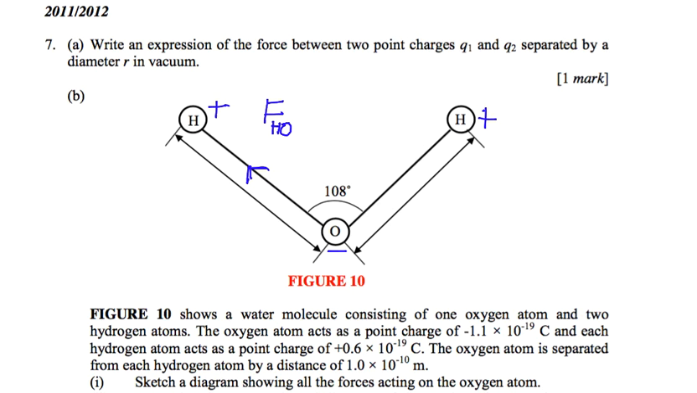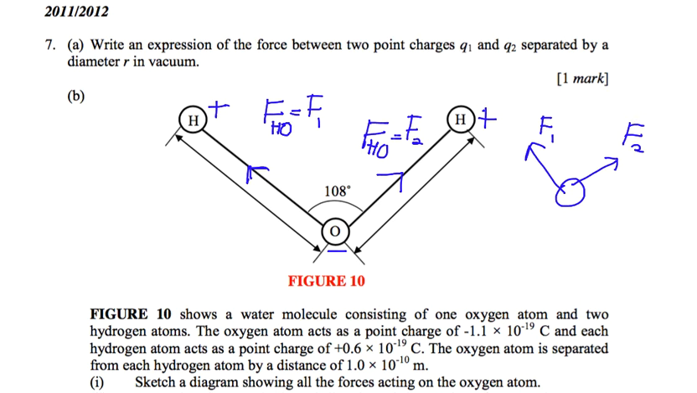The second force is the same process, because this is the other hydrogen. So the force by hydrogen on the oxygen. What happens to the oxygen? Because the oxygen is negative, it is attracted in the direction of the positive charge. So this is the direction. If you draw the diagram, this is F1 and this is F2. So meaning you have the two forces acting on the oxygen atom.